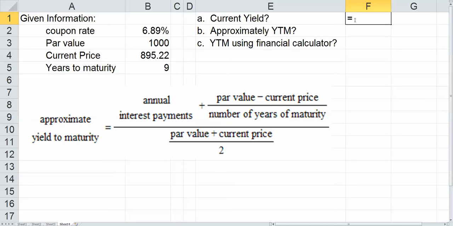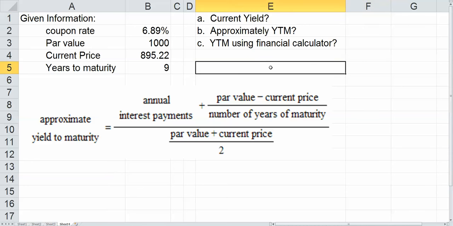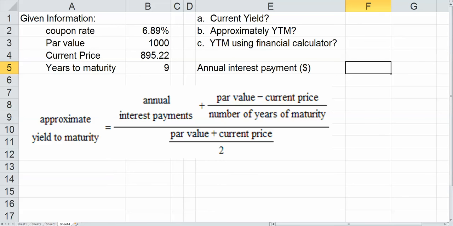The annual interest payment, I'll actually work it separately. I'll just start a little section down here. So we want the answer in dollars. The annual interest payment is calculated by taking that coupon rate, 6.89%, and multiplying it by the par value of $1,000. So our annual interest payment is $68.90.